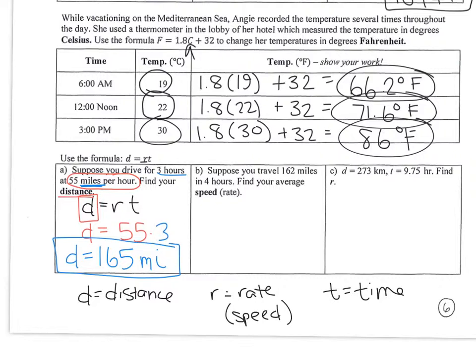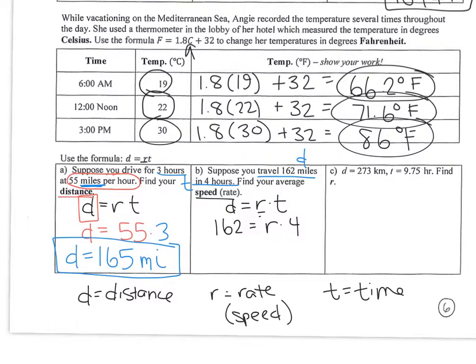B, suppose you travel 162 miles in 4 hours. So this is your distance, and this is your time. You write distance equals rate times time. Find the speed, find the rate. So this time we don't know R. We know that D is 162, and we know that T is 4.